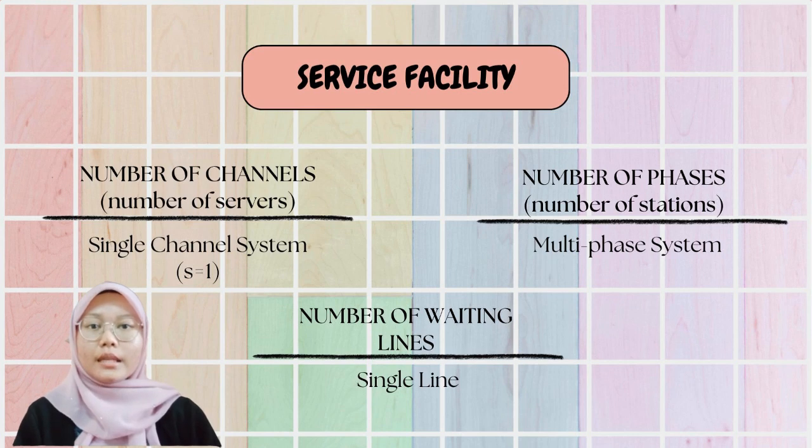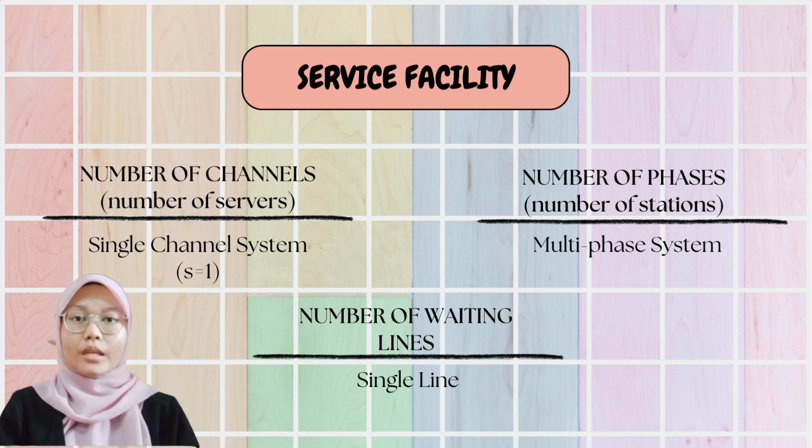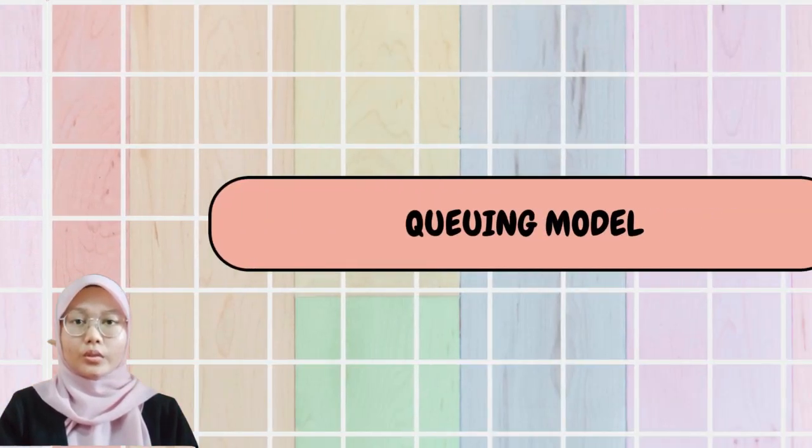So, the last characteristic for the queuing system is service facility. Firstly, the number of channels is a single channel system, and the number of phases is a multi-phase system. So the system at Full Block is a single channel multi-phase system. And lastly, for the service facility, the number of waiting lines is a single line. Next, I will explain about the queuing model for our group project.